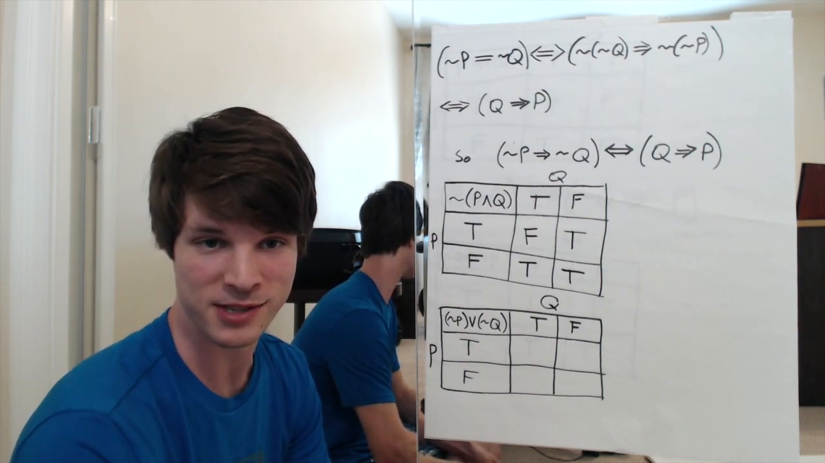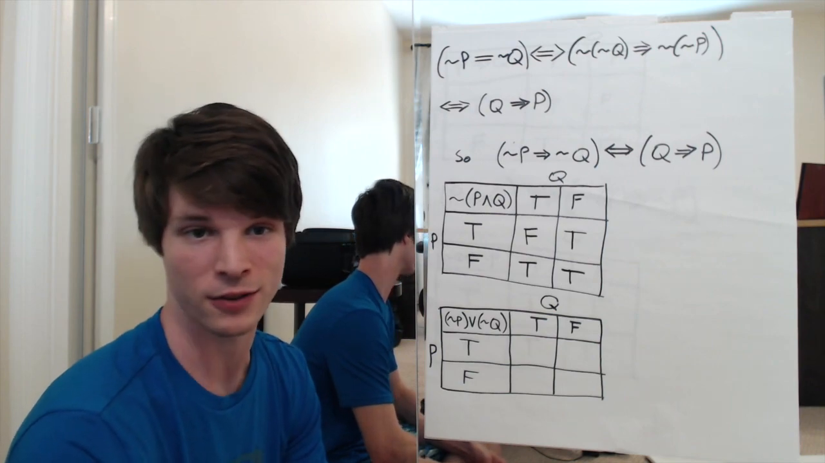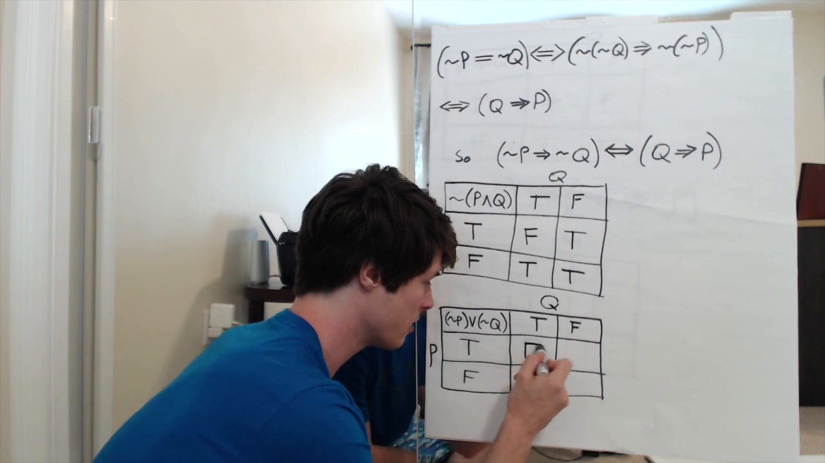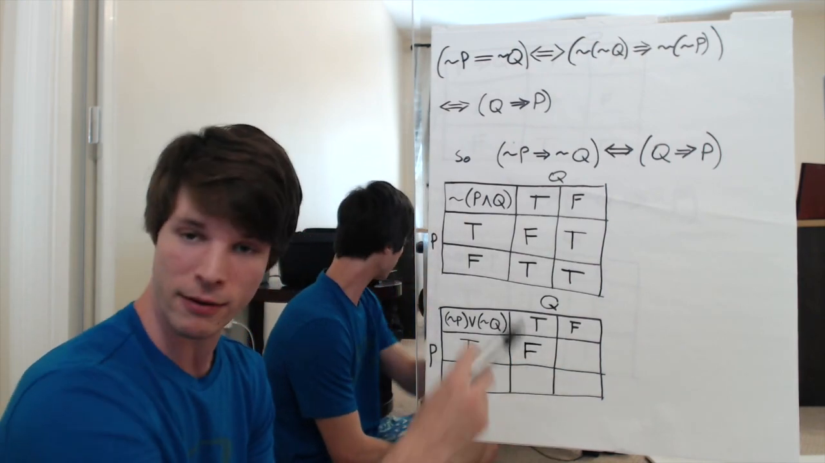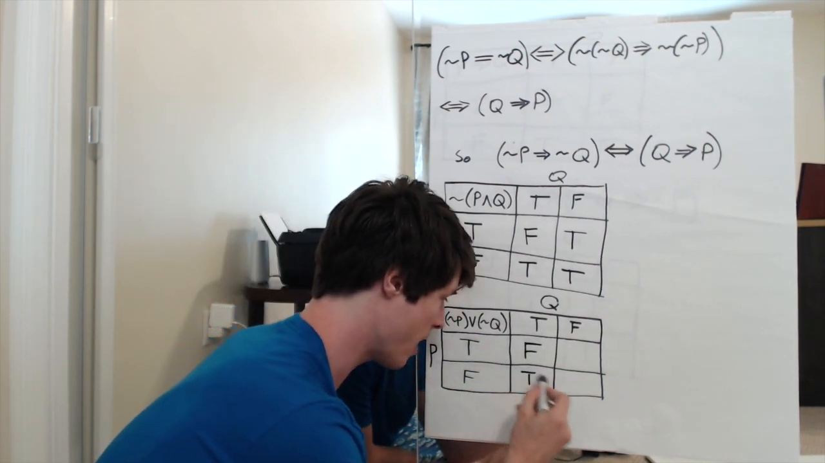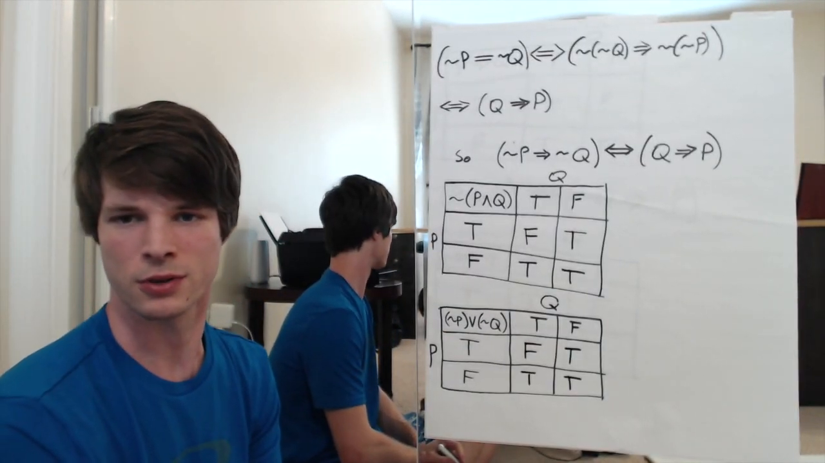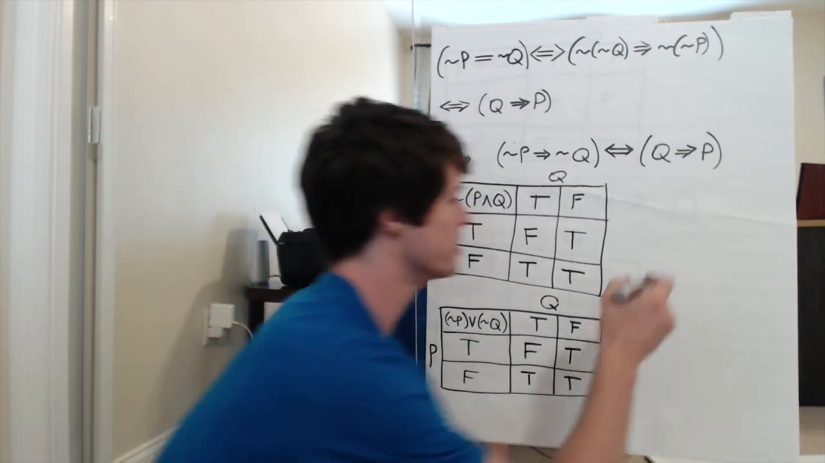Well, not Q is false when Q is true, and not P is false when P is true. So that one right there is the only place that or statement is going to be false. So everything else is going to be true. And wow, that's looking familiar, isn't it? Ooh, those squeaks are something awful, but this equivalence isn't so bad.